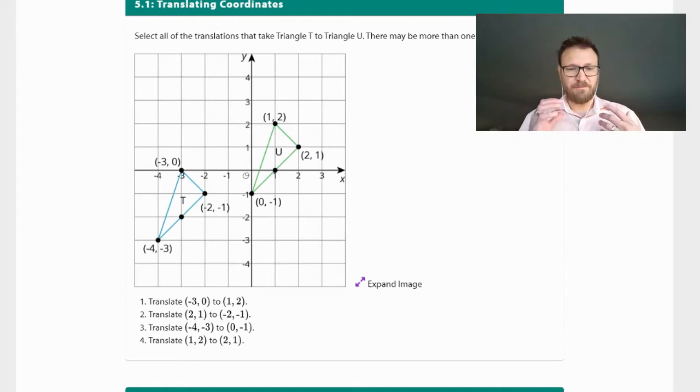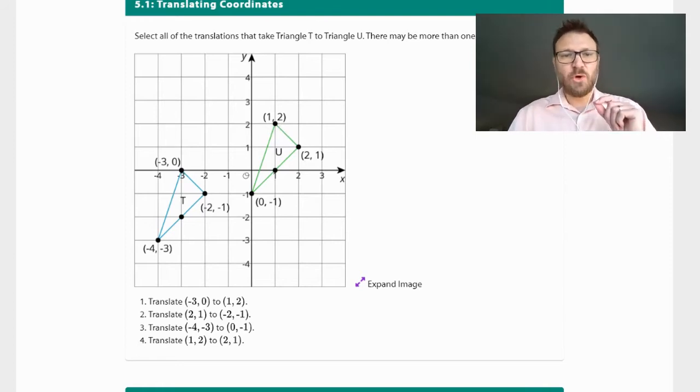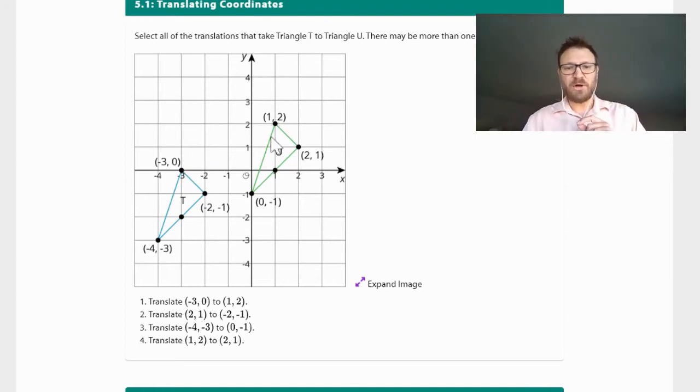Cool. Hello, everybody. So hopefully you've paused, you took a look, and you picked your options here. So let's look at them together, okay? When I'm thinking about a problem like this one, four of these are telling me the path to go from the blue triangle to the green triangle, all right? And that's key. We're going from blue to green. So we look at the first one, translate -3, 0 to 1, 2. In my head, I'm thinking, I'm going up 2, over to the right 4. Are those corresponding points? Are those the exact same part of the triangle?